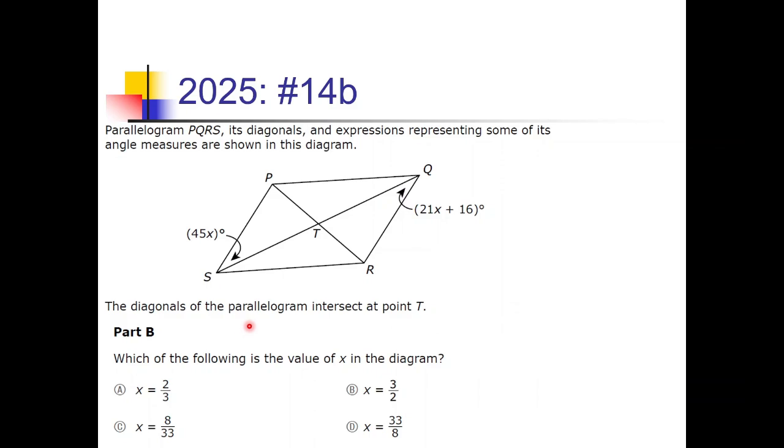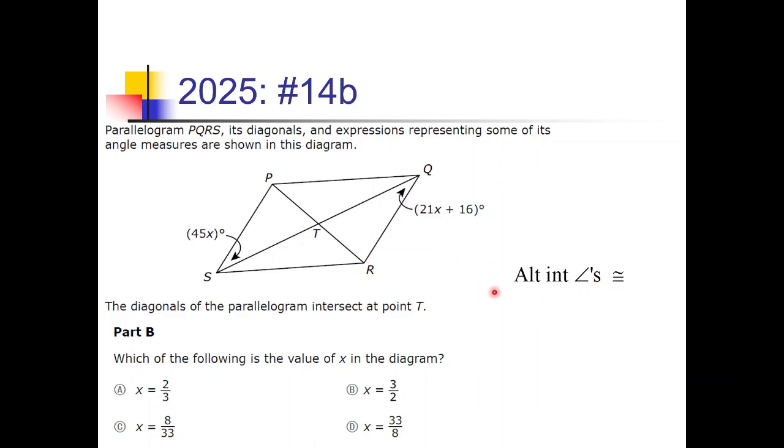For part B, they want us to find the measure of x in this diagram. So the key is being able to relate these two different expressions that have x's in them. Now, we know that this is a parallelogram. That means we have two sets of parallel lines. That makes these angles alternate interior angles. They're on opposite sides of the same transversal cutting through two parallel lines. We know that alternate interior angles are congruent. That's one of our alternate interior angle properties.